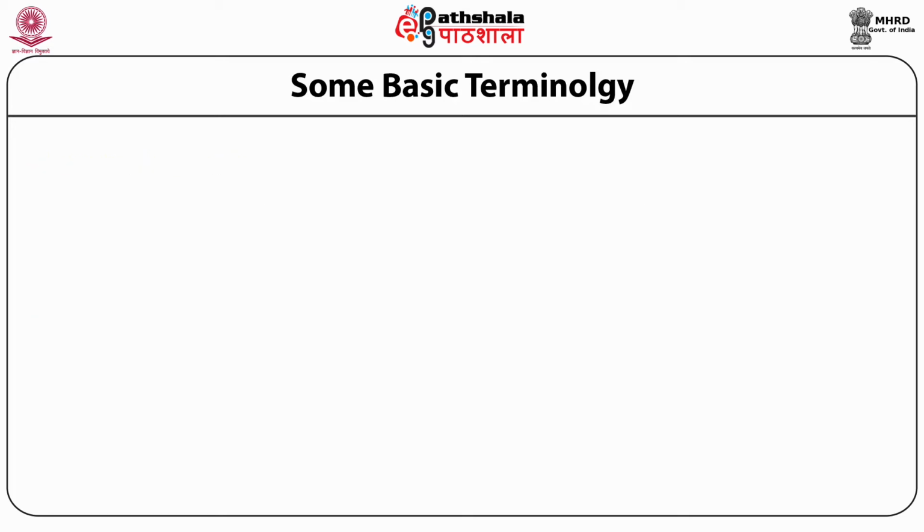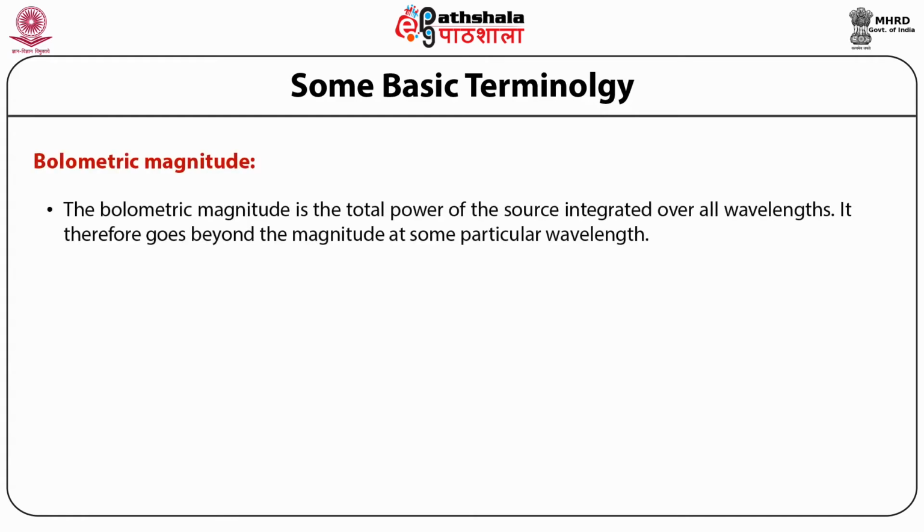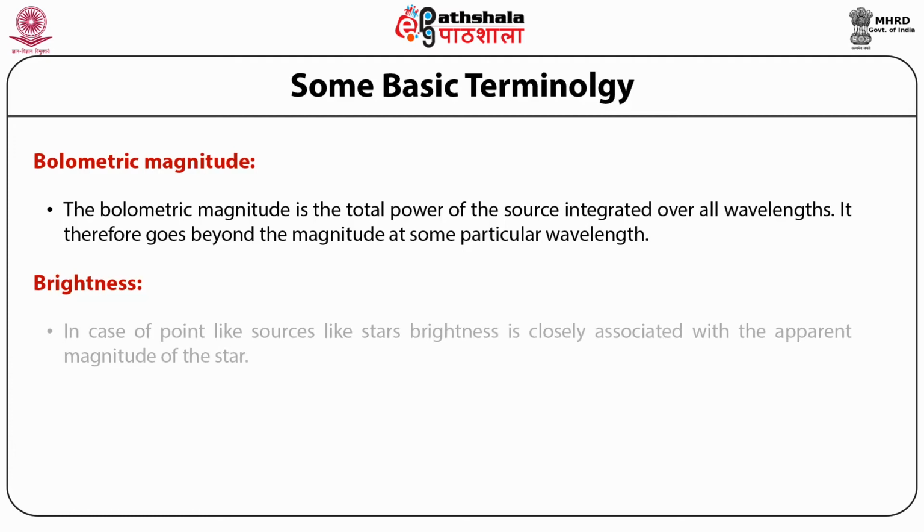The other technical term to be used is the bolometric magnitude. The bolometric magnitude is the total power of the source integrated over all wavelengths. It therefore goes beyond the magnitude at some particular wavelength, and this must be added to the visual magnitude as a correction. We also refer to brightness. In the case of point-like sources such as stars, brightness is closely associated with the apparent magnitude of the star.